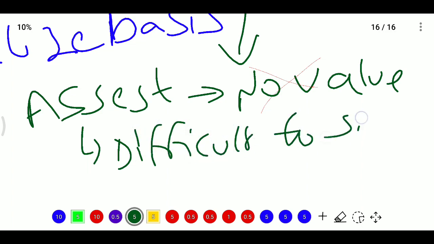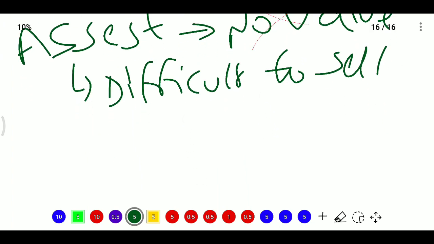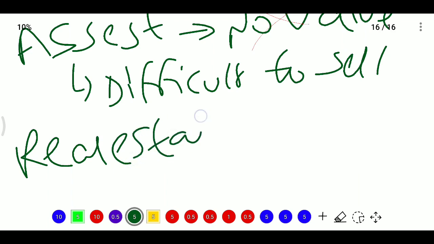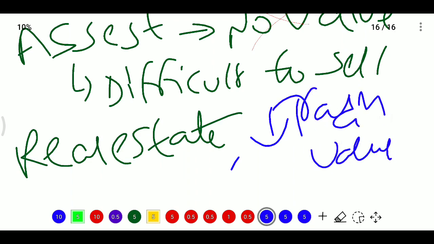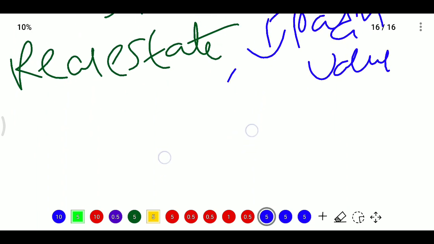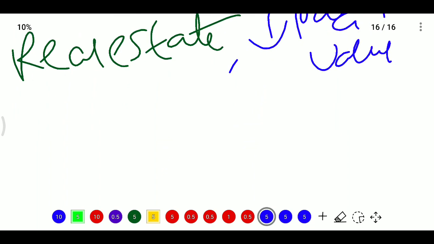So, common examples of illiquid assets include real estate, antiquities, and securities that currently have low trading volume, such as those from companies delisted from the major stock exchanges. Investors often refer to stock with low trading volume as thinly traded stocks.